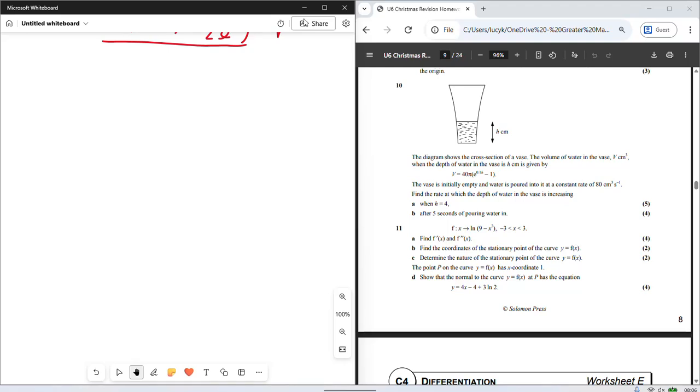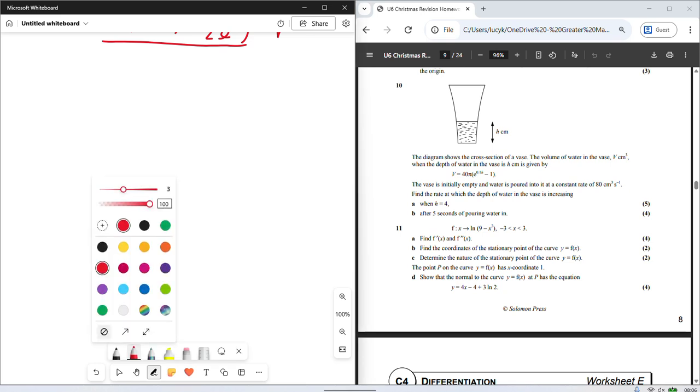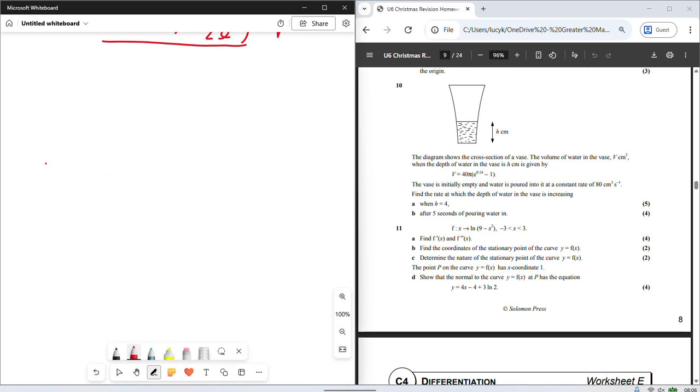Came up was this question 10 on that C3 differentiation 1. So let's have a look at that. It says the diagram shows a cross-section of a vase. The volume of the vase is given by that equation. Initially the vase is empty, so this is rates of change, which we will be looking at.